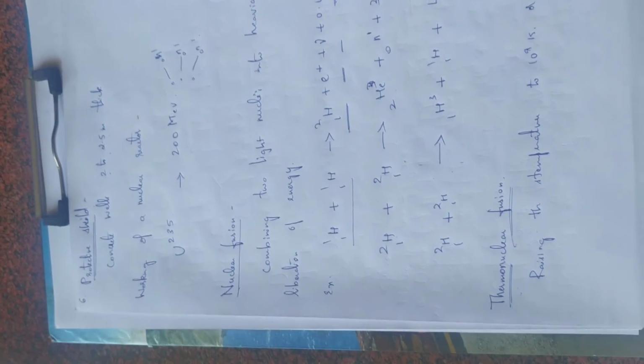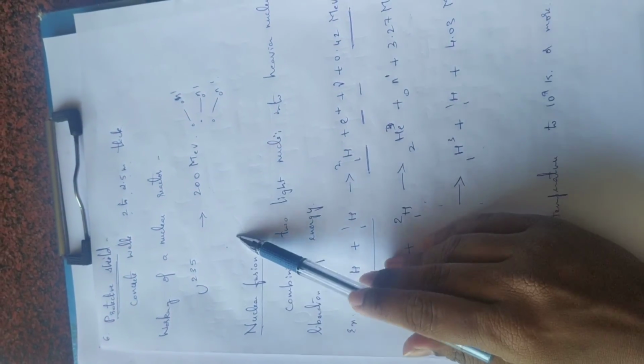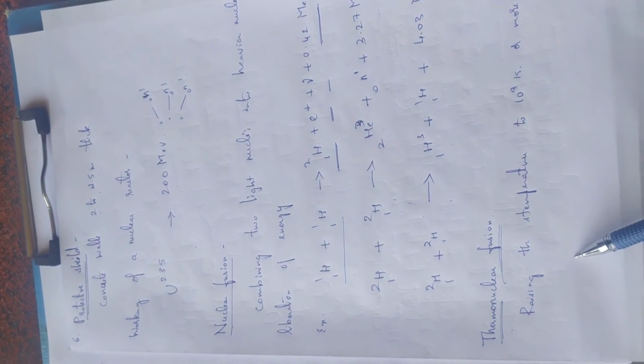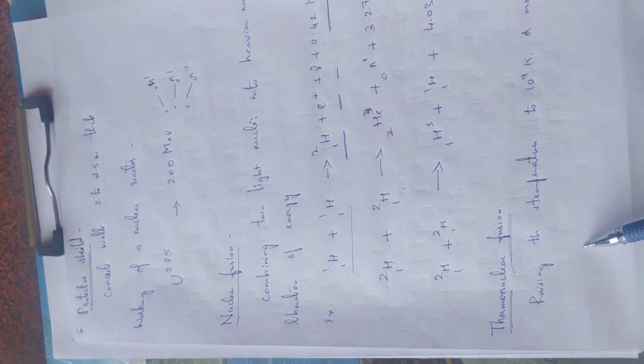Then the temperature required for nuclear fission is lower, whereas for fusion it is high, and byproducts are radioactive in the case of nuclear fission, and byproducts are not radioactive in the case of the fusion process. So that's it about the nuclei chapter.